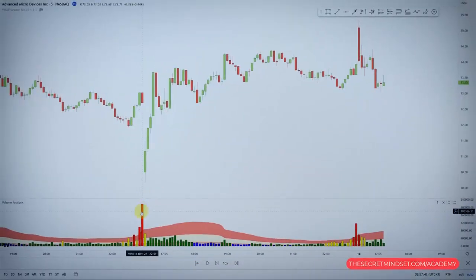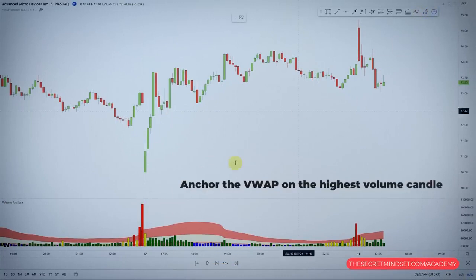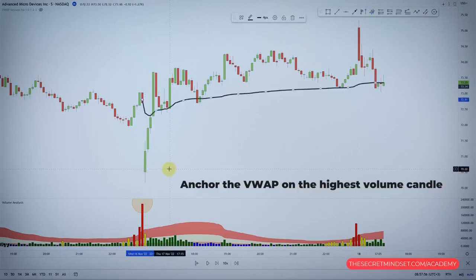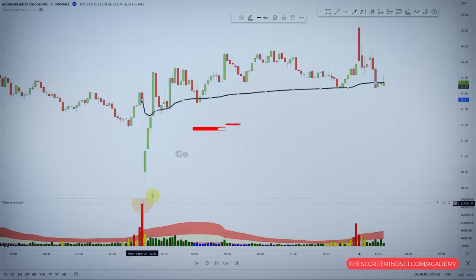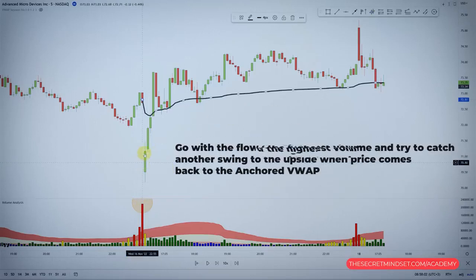Another day trading strategy is to anchor the VWAP on the highest volume candle. I said it before, high volume means there's an interest in the market, and if it's combined with a move higher in price, then it's often used as a signal of strong upward momentum. In this example, we identified the highest volume.